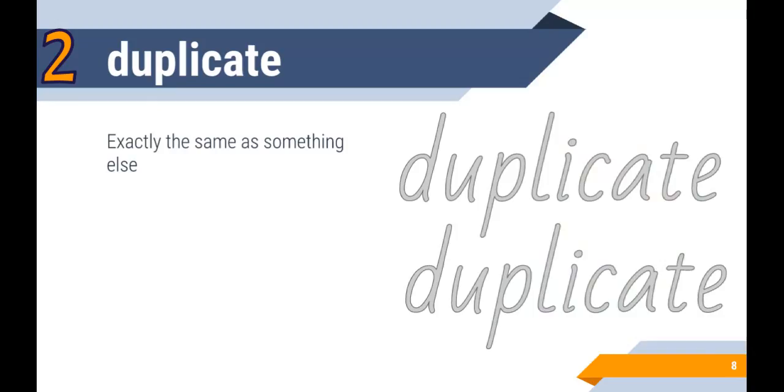Duplicate is your next word, and this is something that is exactly the same as something else. So duplicate means to make a copy of something else. Duplicate is something that is exactly the same as something else. So they're both spelled the same, pronounced differently. Duplicate, duplicate. So in the picture there, I went ahead and duplicated or made a duplicate of the word duplicate. Not confusing at all, don't worry. So duplicate is something that is exactly the same as something else. Duplicate is when you make a copy or make a duplicate, something that is exactly the same as something else.